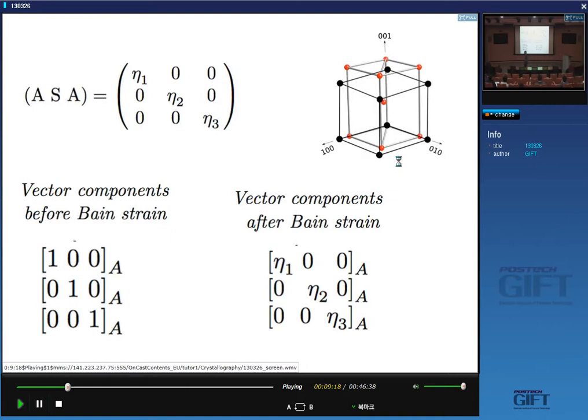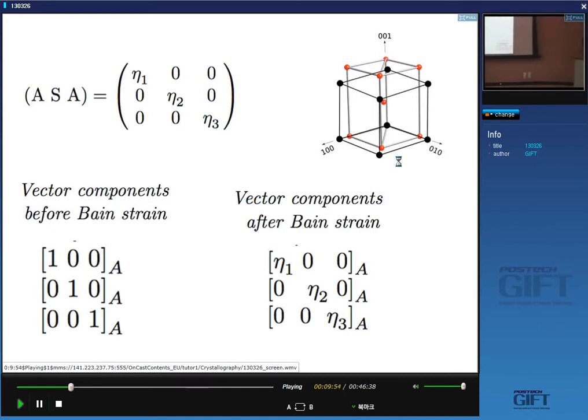Now I can look at any vector multiplied by this matrix, and I will get what happens to that vector as a consequence of the transformation. Where will it point, and what will be its magnitude? Now you'll see that this is very relevant in another lecture. You will see that it's very relevant when you look at TRIP steels or TWIP steels, where the transformation actually causes a deformation, or a mechanical twinning operation causes a deformation.